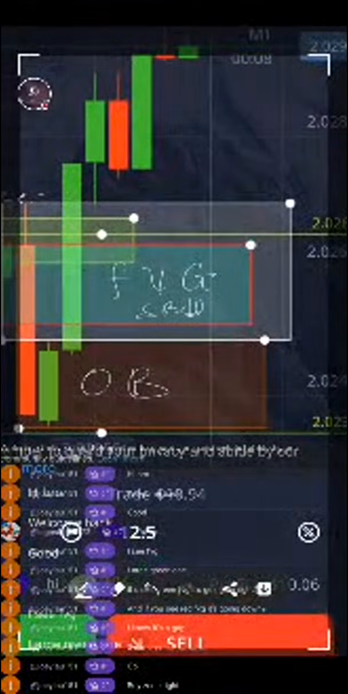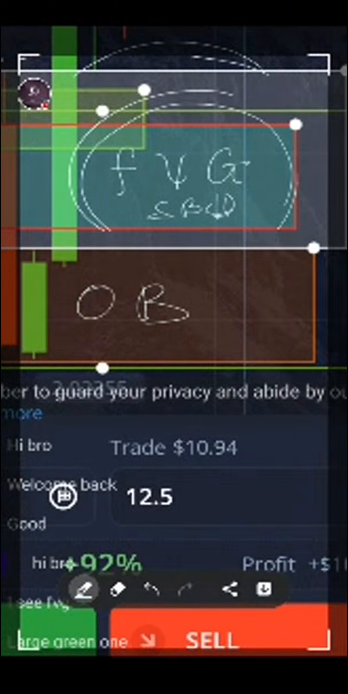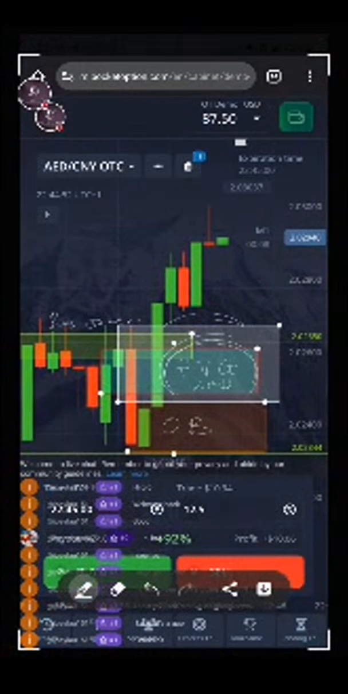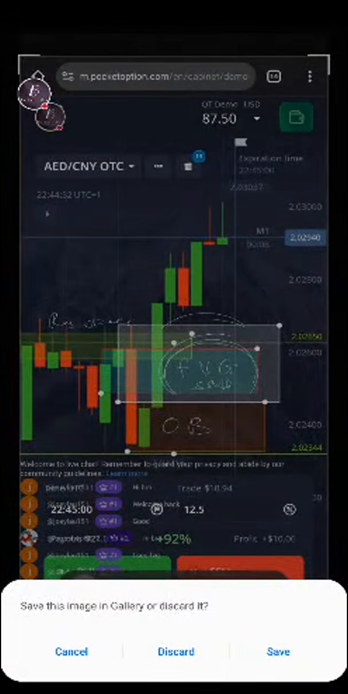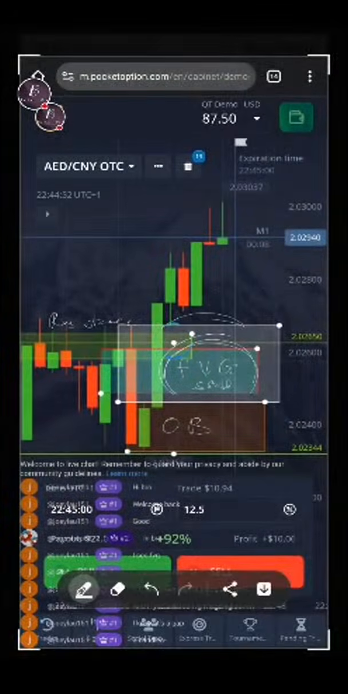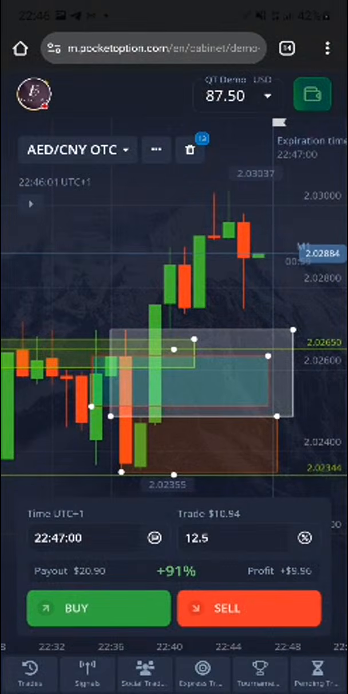Sorry, I'm trying to write very fast. And this area now is already a demand area. So inside this area, we need to look for an entry here. That's what we need to do right now. So let me quickly do that. Let me save this. I might need to send it. Okay, price is coming back there.